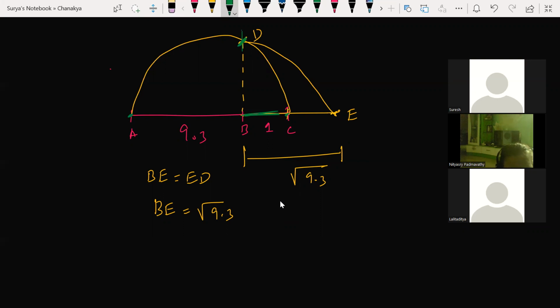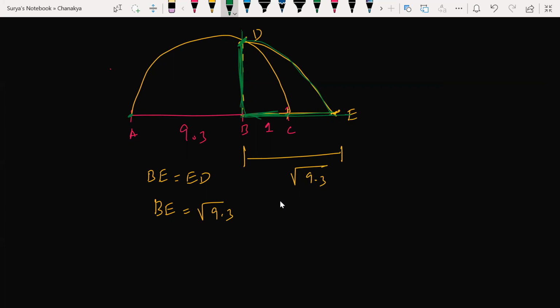Correct. Now drawing DE, such that BE is equal to BD. I'm drawing with this length, and I'm drawing one more arc with this length, which is BE equal to BD. Understood my point? Yes.